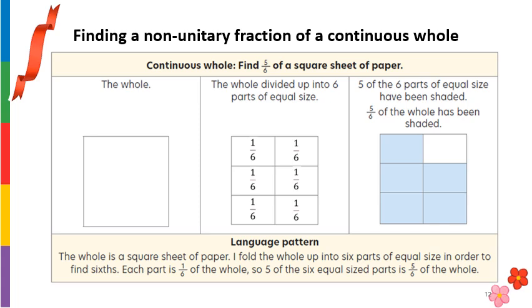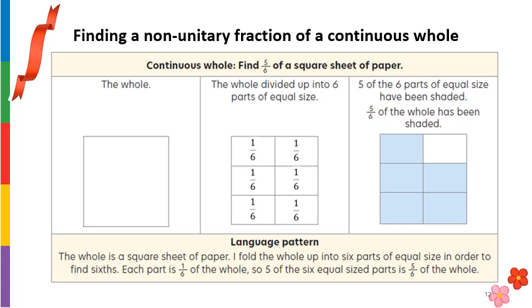In this example, we've got 3 blocks, and we're going to move from the block on the left to the middle to the one on the right. So if we look at the block on the left, it just shows the whole. Remember, it's a continuous whole. In the middle, we see the whole divided up into 6 parts of equal size. Now what I did is I wrote 1/6 on each of those equal sized pieces, just to make it simpler for you to understand.